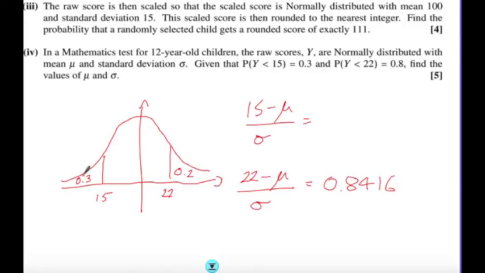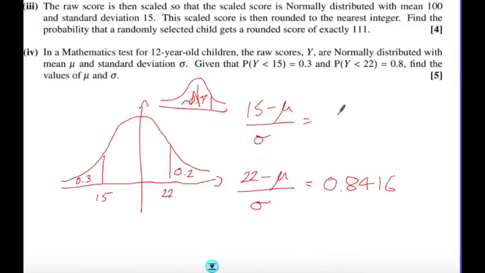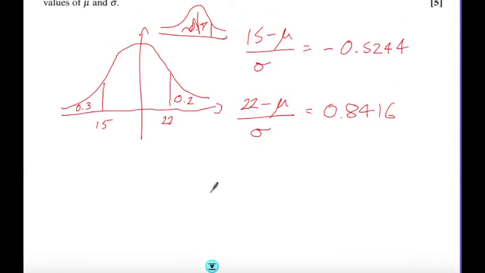Right, now the one for this 0.3 is a bit trickier. Because the tables don't show negative z values, and because this is below the mean, it's going to be negative. So we do know this whole area is 0.7. So what we can look up in the tables is, what's the z value that has the area below it equaling 0.7, and then because ours is reflected, ours will be minus that. So 0.7 is 0.5244. So it's going to be minus 0.5244. Okay.